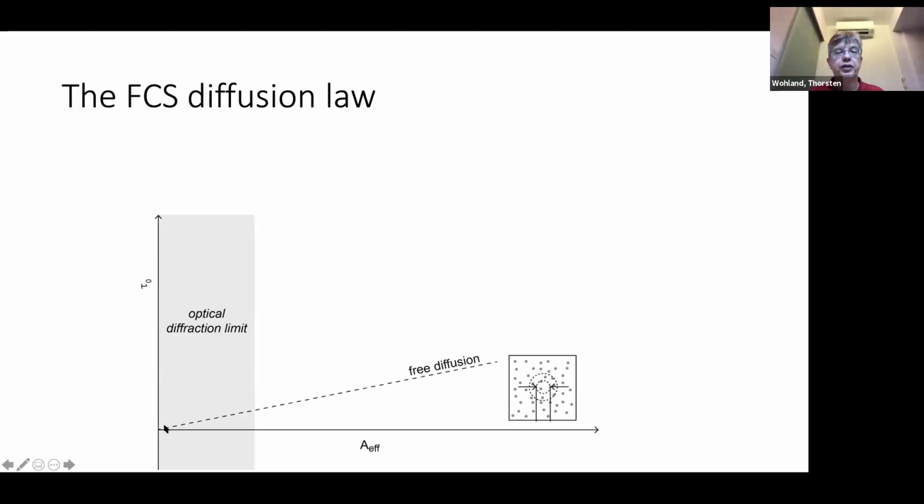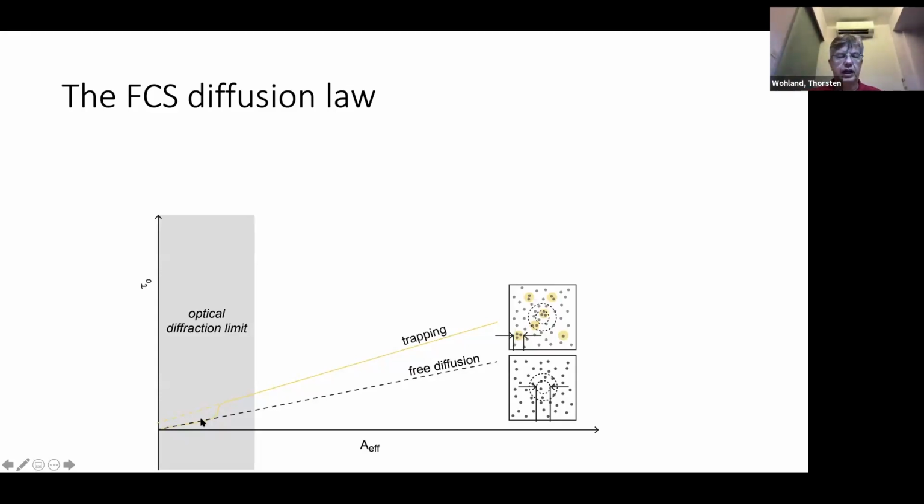And that would be for free diffusion, right? For free diffusion, we know that the time it takes to go through an area is proportional to the area. What happens if you have something like trapping in domains? If you have trapping in domains, if you have very small areas, you get free diffusion.